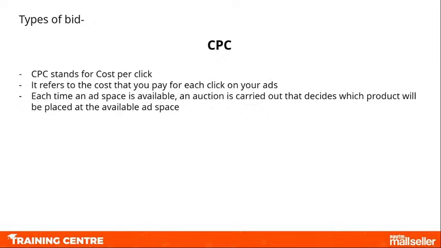Each time an ad space is available, an auction is carried out that decides which product will be placed at the available ad space. For example, if you have set a CPC of rupees 5 for this campaign and in an auction your bid wins and the product ad is displayed to a customer, then once a customer clicks on your product ad, you will be charged for rupees 5 for that click.